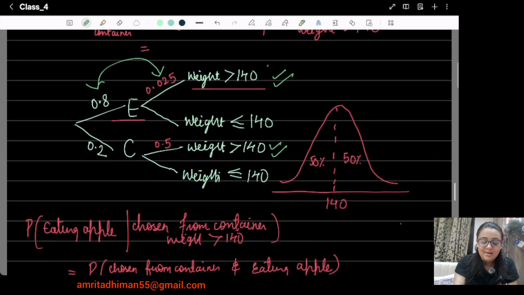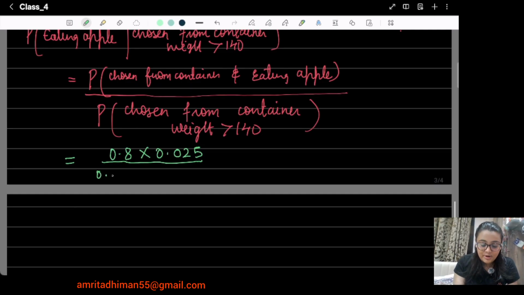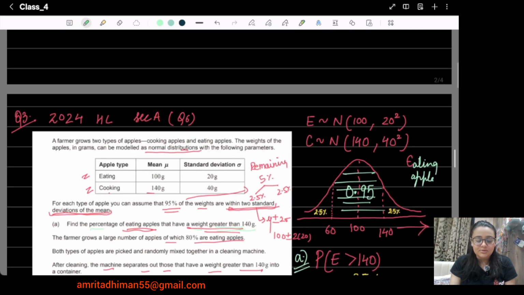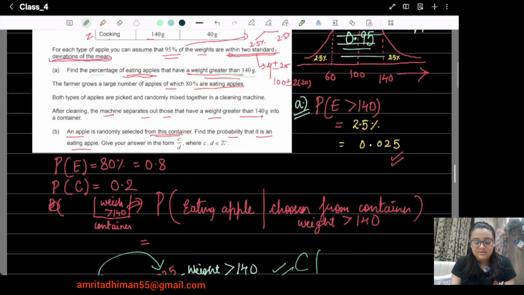So two cases again, case 1 and case 2. For that we have 0.8 into 0.025, this is for the eating apple, plus 0.5 into 0.2, this is for the cooking apple. And when you solve, you will get 200 divided by 1200, which is equal to 1 by 6. Okay, so I hope you understand this question. This is a very good question to understand all the concepts together.